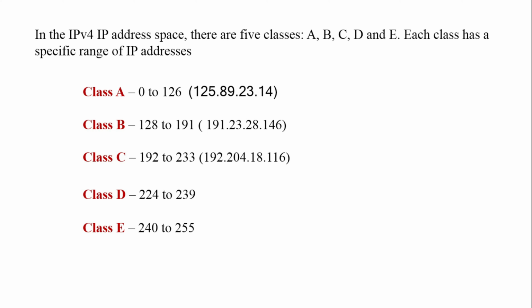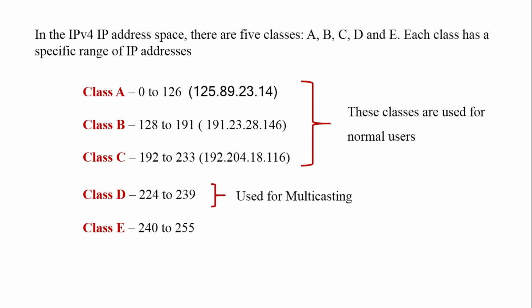Here the class A, class B and class C classes are used for normal users. The class D, that is 224 to 239, is used for multicasting, and the class E is used in the field of research and development.